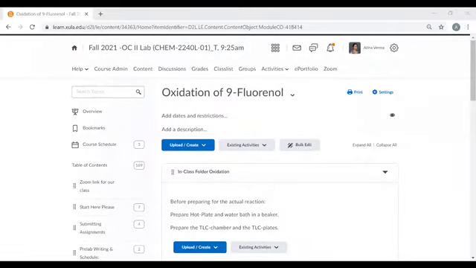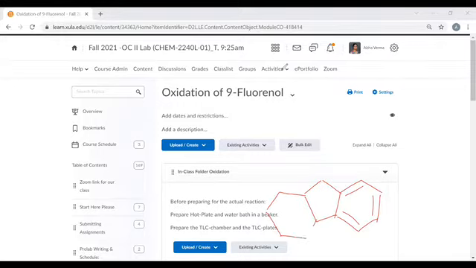In today's class, we will be learning about oxidation of an alcohol. And we have used 9-fluorenol because of its ability to do conjugation. And this conjugation will help you see this substance on a TLC plate. It will be UV active because of all this conjugation.